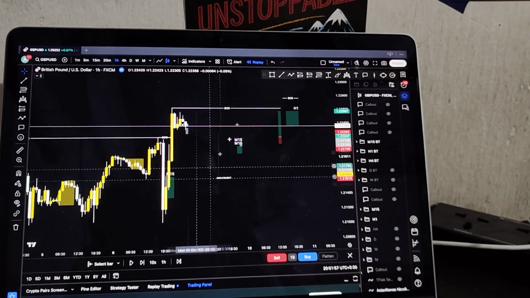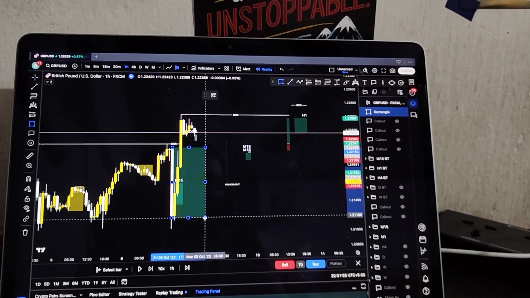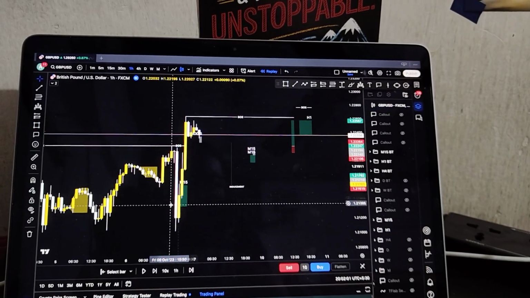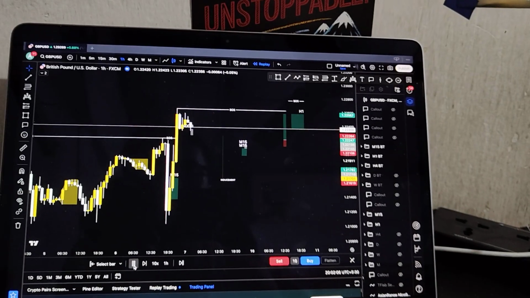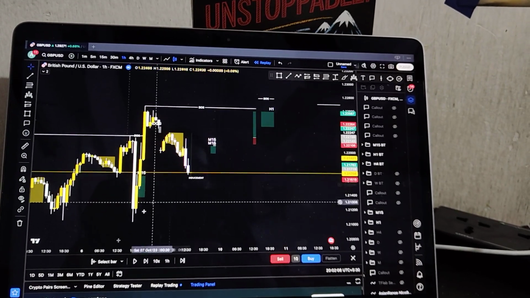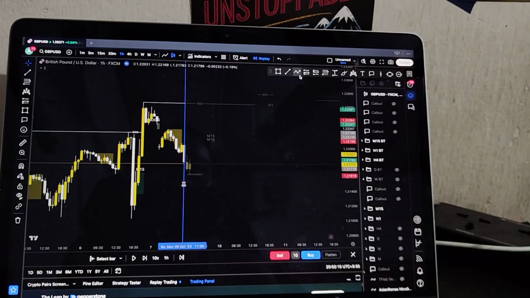So yeah, on the hourly, if I show you quick analysis, this was the demand zone I was looking for, but this demand zone is too big, right? So it only makes sense to go and refine the zone according to the Asian range. So that's exactly what I did. So now let me show you Monday.